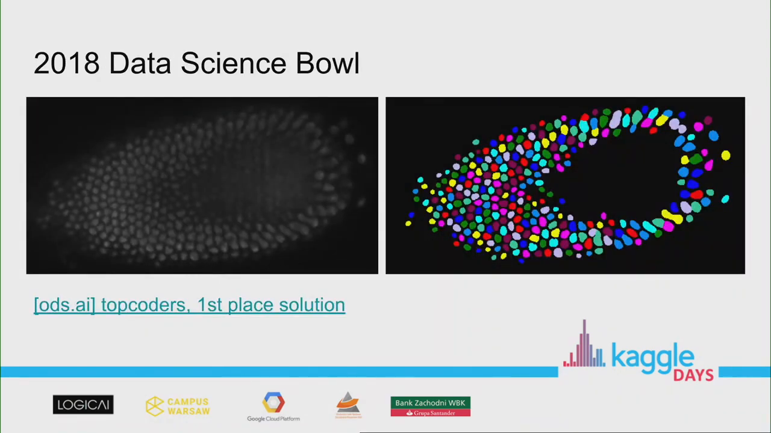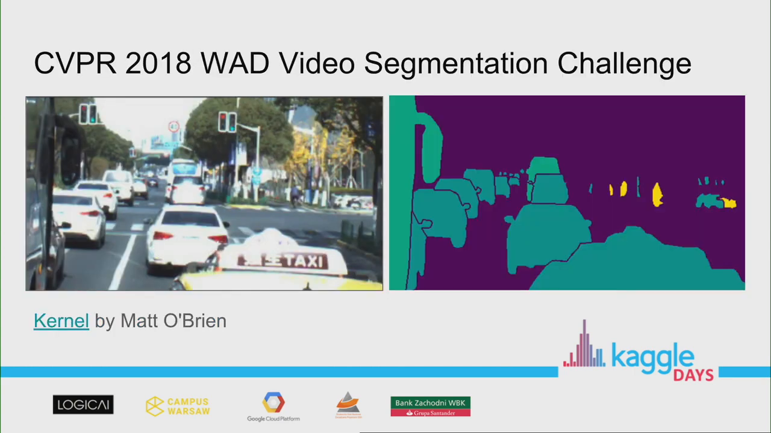Another one is a recent, again, you've seen this picture, a recent data science bowl where the goal was to segment instances or segment cells into different instances and predict masks. So it's instance segmentation. And one more example of instance segmentation is an ongoing competition for the workshop on autonomous driving at CVPR. So this is an example of a more complex scene, which is harder to solve.